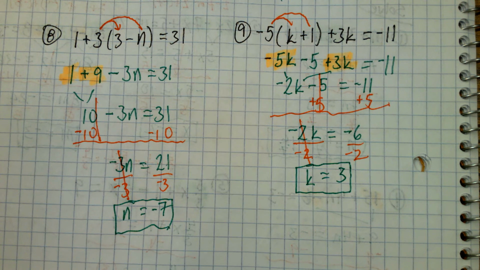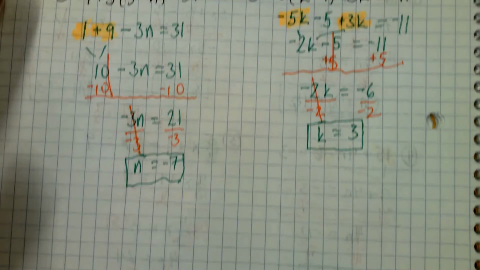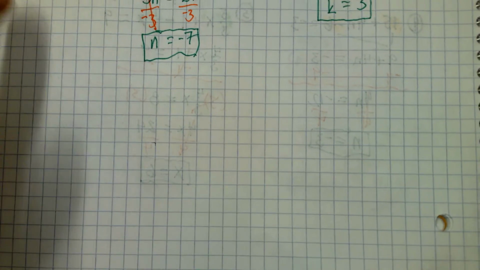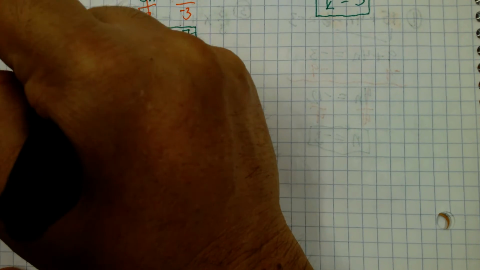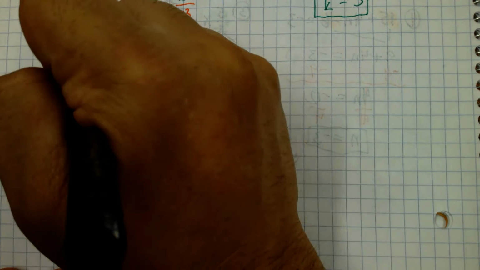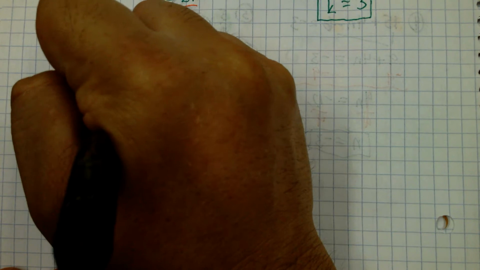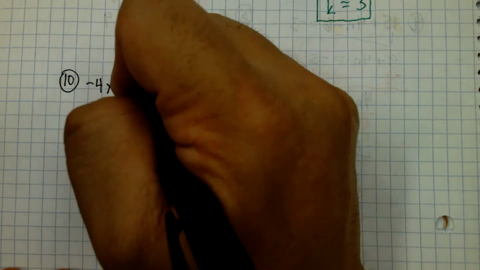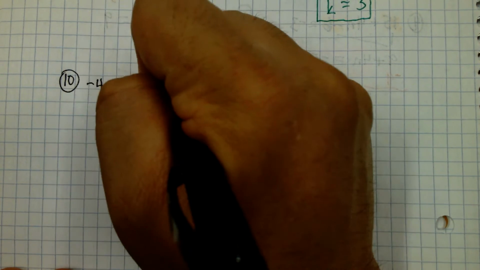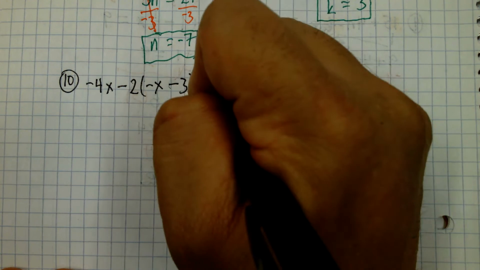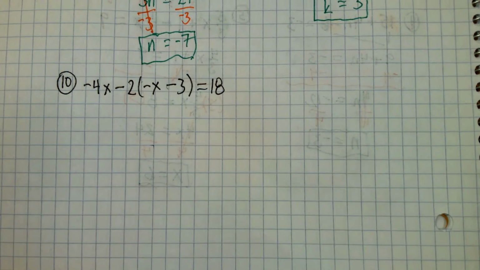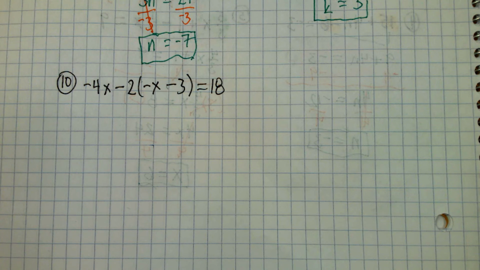Are we ready for the last one? Let's do number 10. Okay, number 10 is negative 4x take away 2 times the quantity negative x minus 3 equals 18. Okay? Go ahead and write all that down.